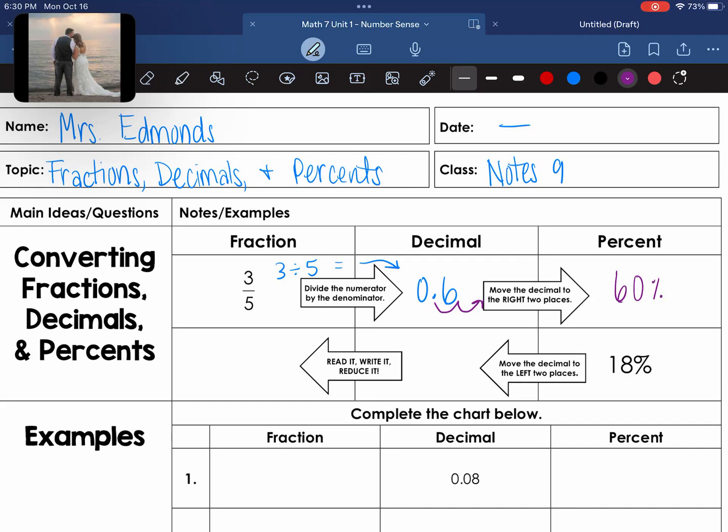Now, another way you can do this is by knowing that percent is always out of 100. So if you want to change from a decimal to a percent, you just multiply by 100. Multiplying by 100 is the same thing as moving the decimal to the right 2 places. Go ahead and write that down.